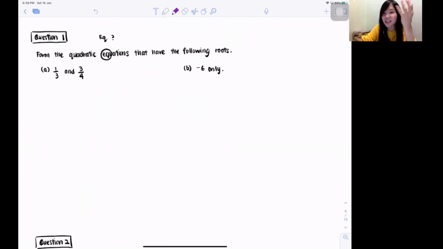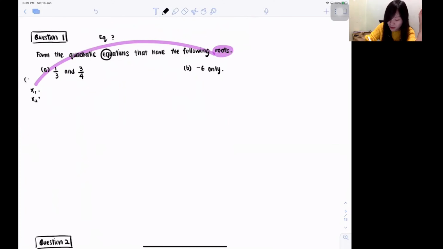Don't you realize the keyword is already shining there, my dear? Roots. Just now I told you roots means what? Isn't it root means x? Root is x. Roots, isn't it x1 and x2? So let's start from A. So now the A tries to tell me the roots are 1 over 3 and 3 over 4. Maybe you will ask me, teacher, how do you know x1 is 1 over 3?